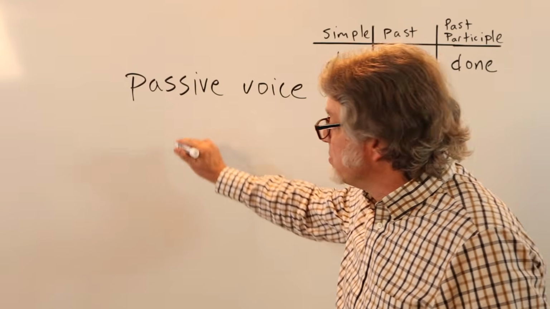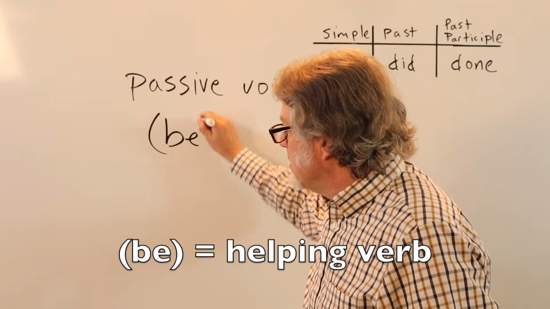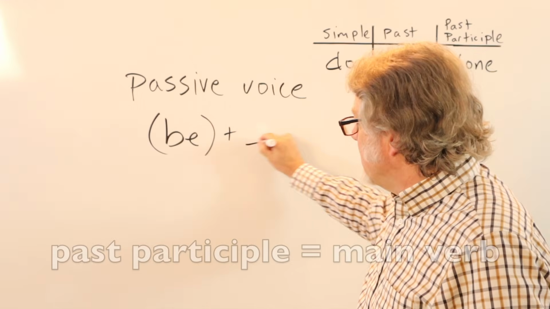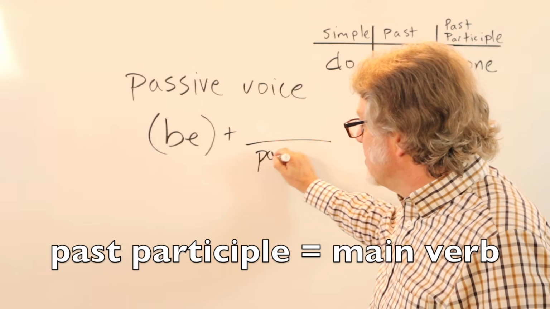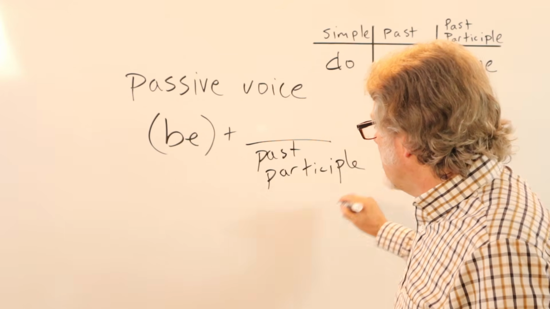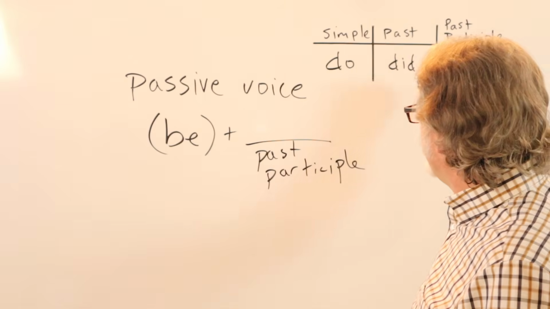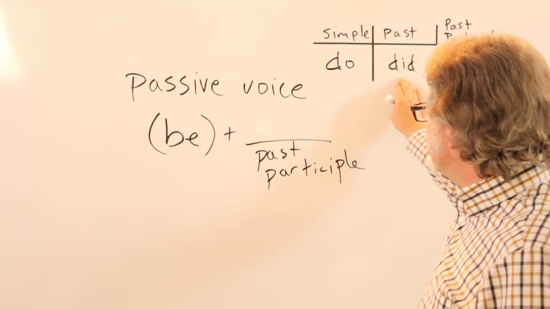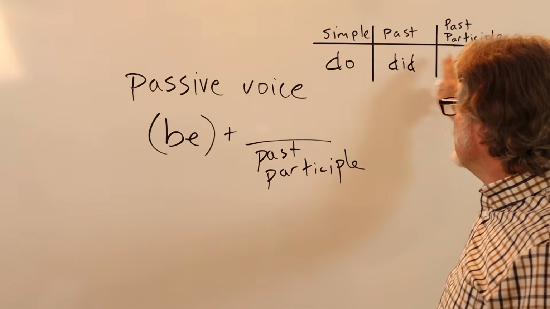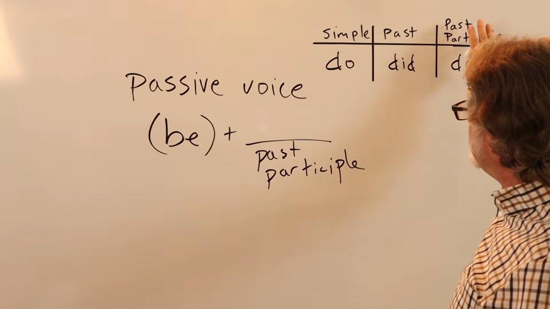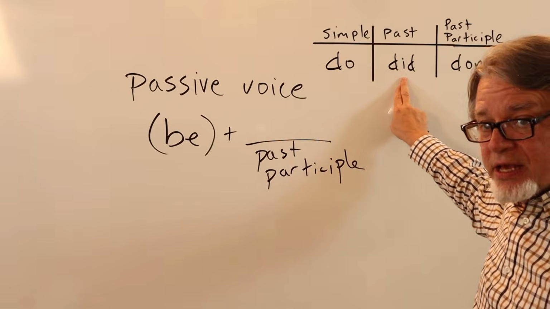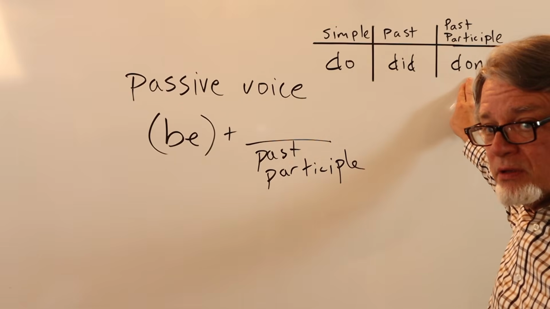In the passive voice, the verb be is the helping verb, and the main verb is in the form of a past participle. The past participle remains the same. It's always here. Do, did, done. All of the main verbs will be done. That's the verb do in the form of a past participle. But this is not the same thing as the past tense. Here's the past tense. Here's the past participle.